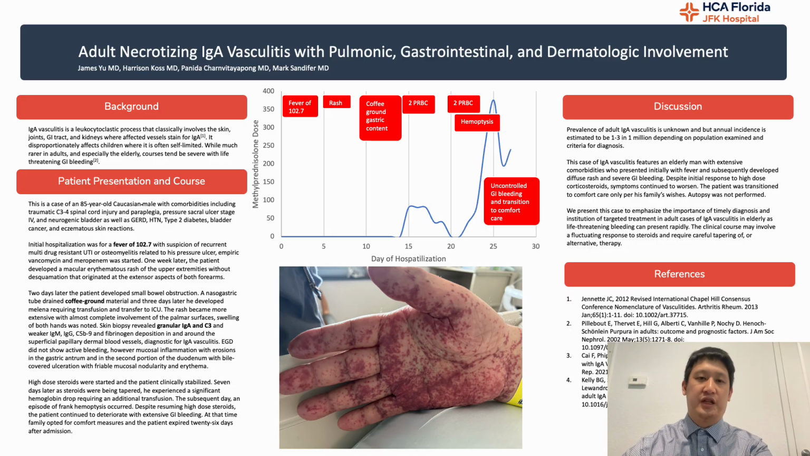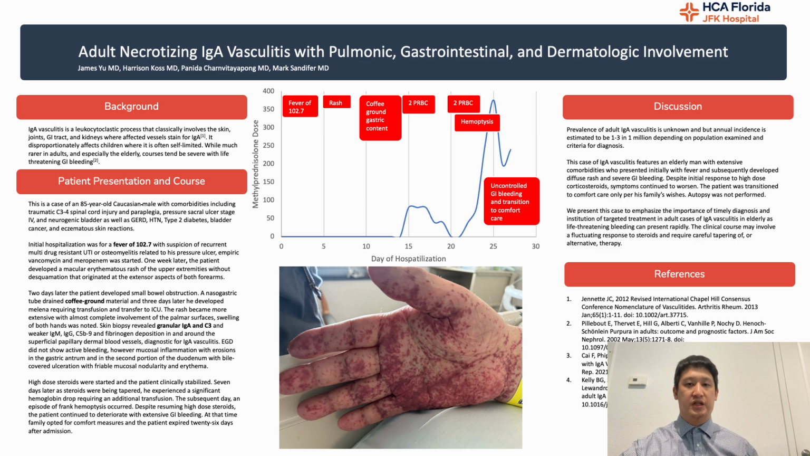It was noted once in the ICU that the rash was becoming more extensive with almost complete involvement of the arms on the extensor surfaces and also starting to include the palmar surfaces of both hands. And there was also significant swelling in the extremities as well. A skin biopsy at this time eventually came back positive for granular IgA and C3 deposition with some weaker staining for other immune molecules and was diagnostic for IgA vasculitis.